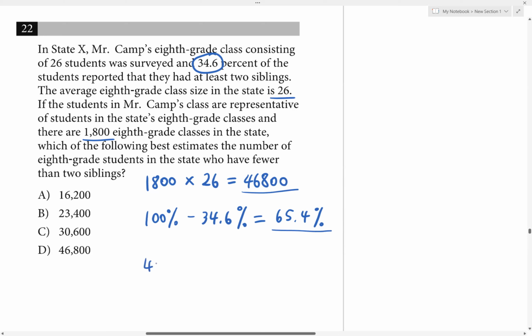So 46,800 times 65.4%, 0.654 in the decimal form. Okay, so we can multiply that together. We should get 30,607.2. That's the number that we get. So the closest answer has to be letter C, 30,600. So that will be our final answer for question 22 here.